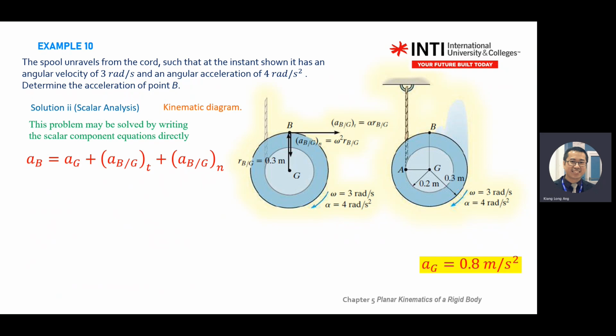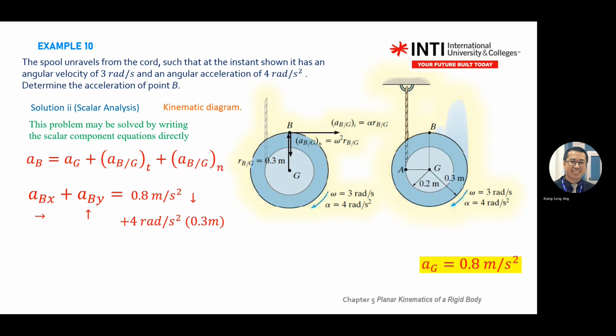You write the acceleration equation, or vector equation: AB equals AG plus the AB relative to G component. So you break the relative acceleration into tangent and normal directions. Then you break into x and y. AG going in, plus the components.